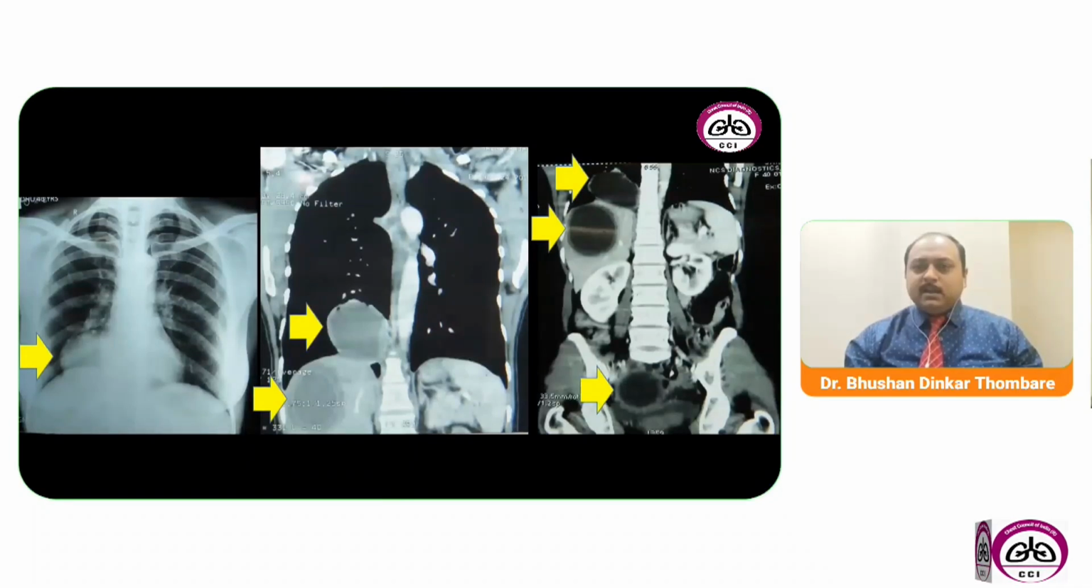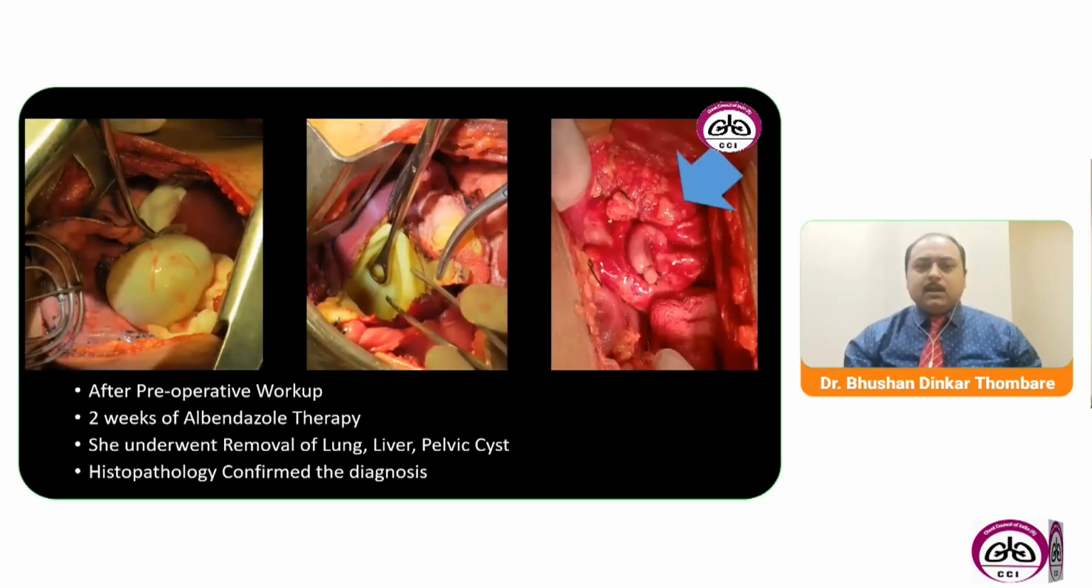You can see in these three images, in the middle image, the liver cyst with the membrane seen. The image on the extreme left of the screen shows the lung, liver, and pelvic hydatid cysts. The patient underwent preoperative workup with 2 weeks of albendazole therapy. She underwent removal of the lung, liver, and pelvic cyst in the same setting.